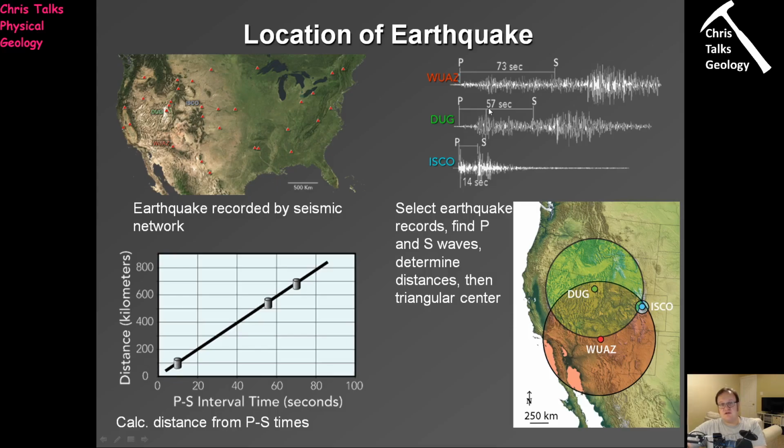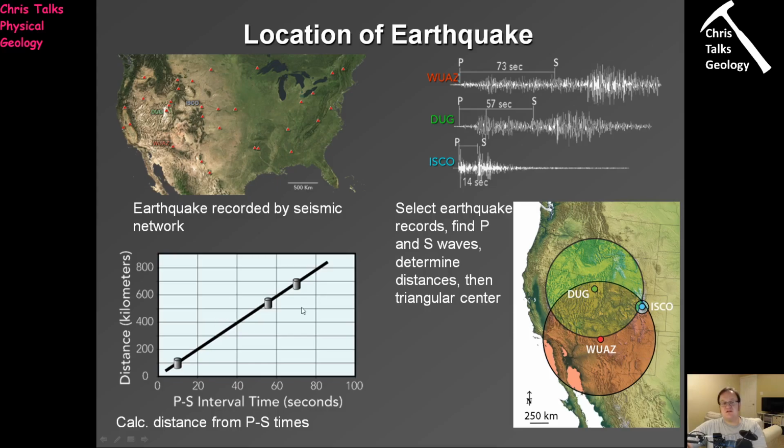In terms of DUG, 57 seconds, that's going to be about here. I'm going to come up, hit the line, come across. We're going to get, give or take, about 550 kilometers. And WUAZ, 73 seconds, so we're going to come up about here, hit the line, and that's going to be somewhere in the region of approximately 700 kilometers. So you can see just by using the PS interval, we can get a distance relatively quickly. What we can do then is draw the circles around our monitoring stations.